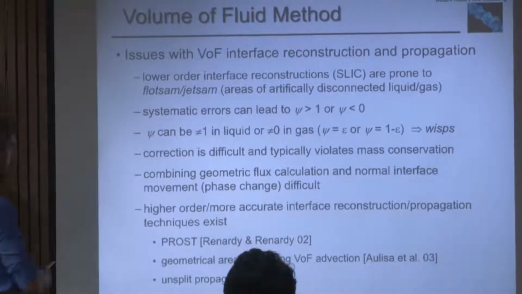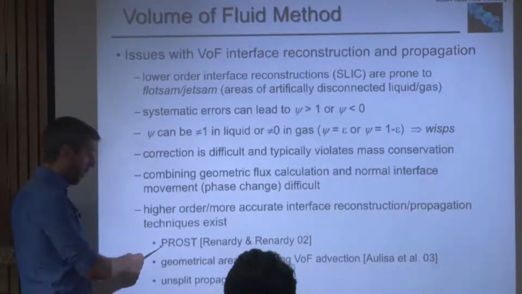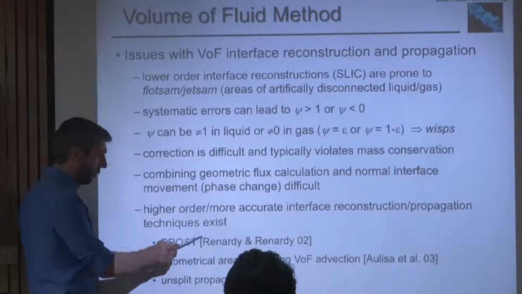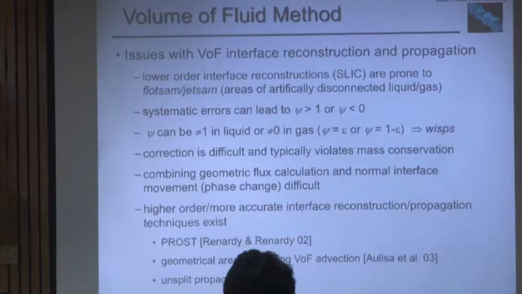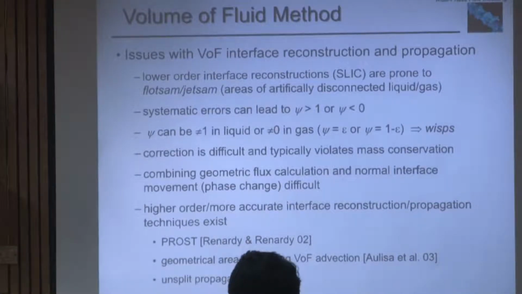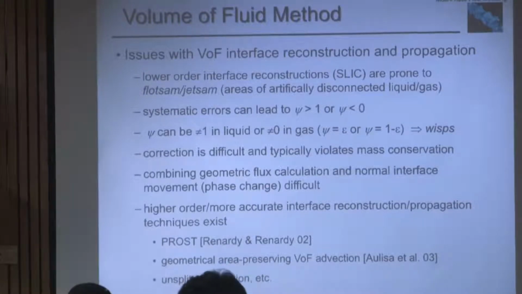that stands for parabolic reconstruction of surface tension. This is the next step up in complexity. But it's an enormous step up in complexity. And in fact, there's a couple of things. First of all, it's very difficult to do transport that's compatible with this reconstruction. So yes, they go parabolic in their approach, but they use that only to improve the calculation of curvature. They don't actually make use of that for transport. They still stick to a planar reconstruction for transport.